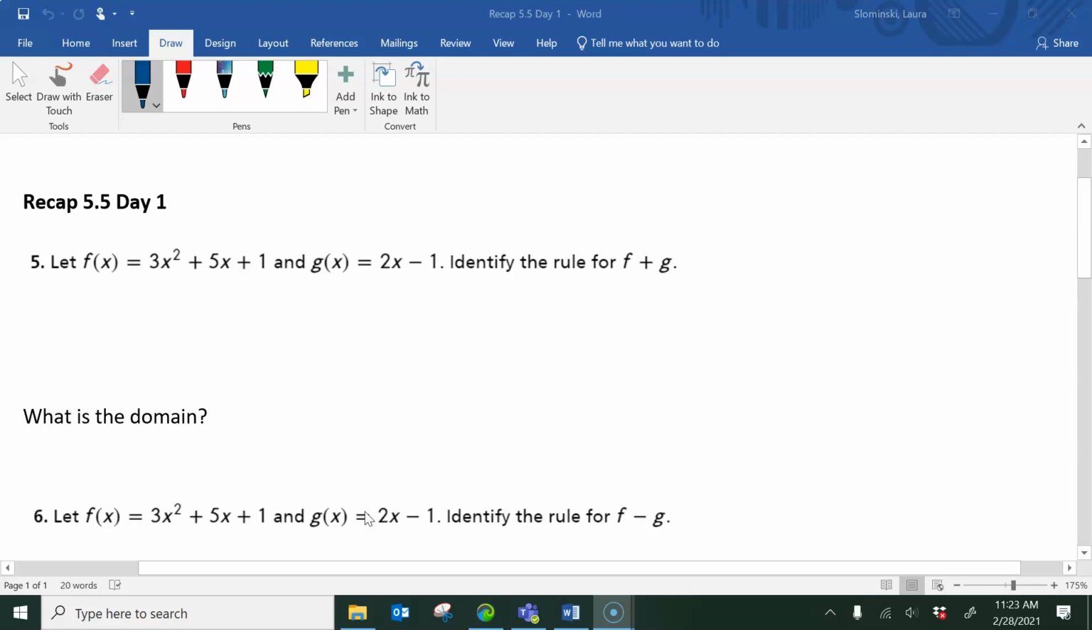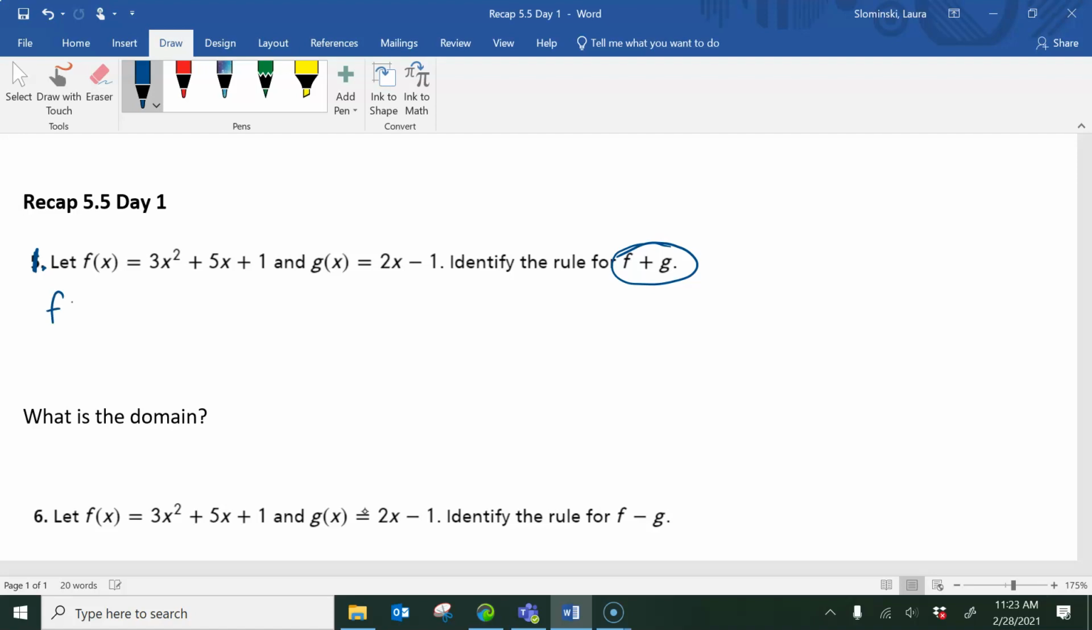Okay, so we're just going to do a few examples of what the video went over. The first thing we are going to do is practicing adding two functions. So we started seeing this new notation where it just says do f plus g. Well, that's saying take function f, so the 3x squared plus 5x plus 1, and add function g. So when it's addition, it's nice and easy, plus 2x minus 1.